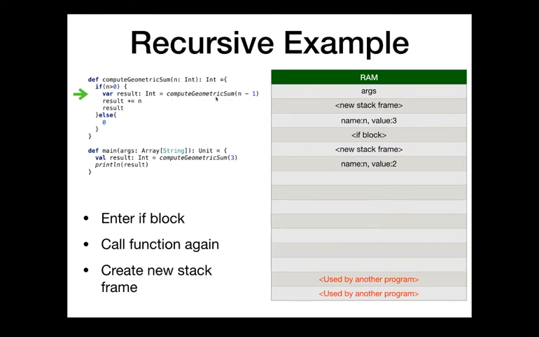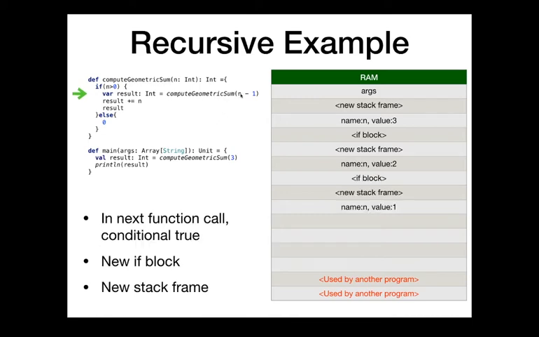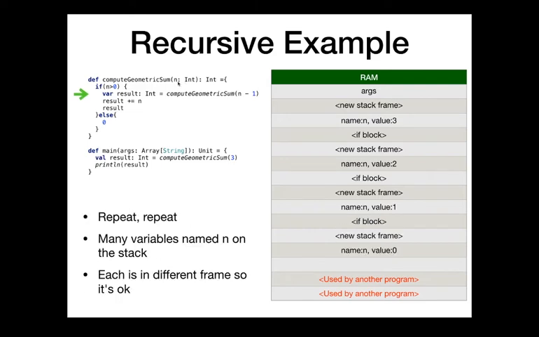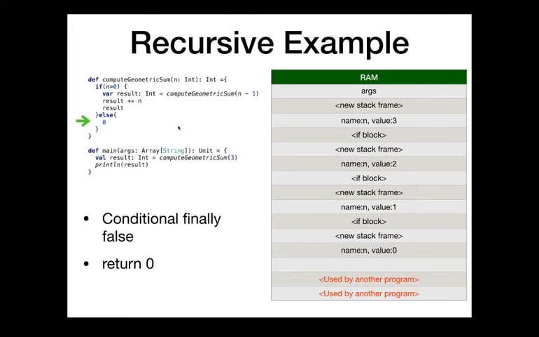Inside another if block, inside another stack frame. Put those on the stack, create a new n for the new method call, the new parameter with the new argument. n is 1 in this stack frame, so it's true. We're going to call compute geometric sum again with the value 1. True. New if block, new stack frame, new parameter with a new value. Now when we get to compute geometric sum, we start running the method. When we check that conditional, we have 0 greater than 0, false. So we're just going to return 0.